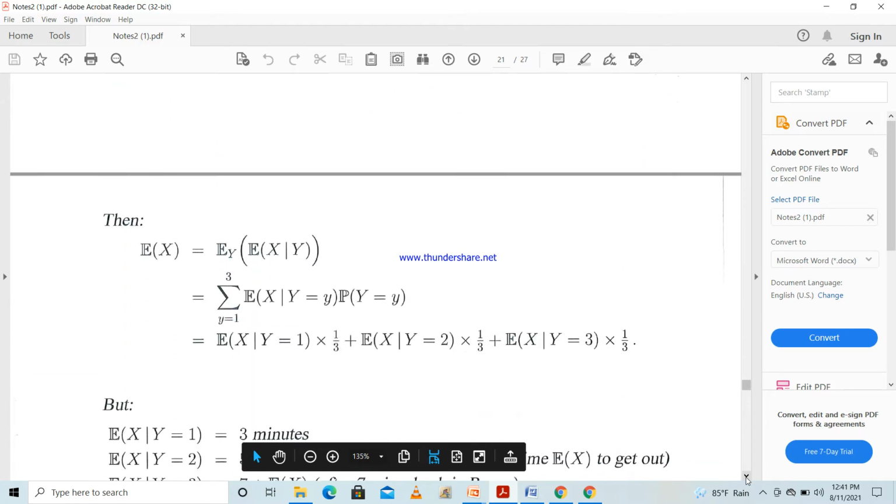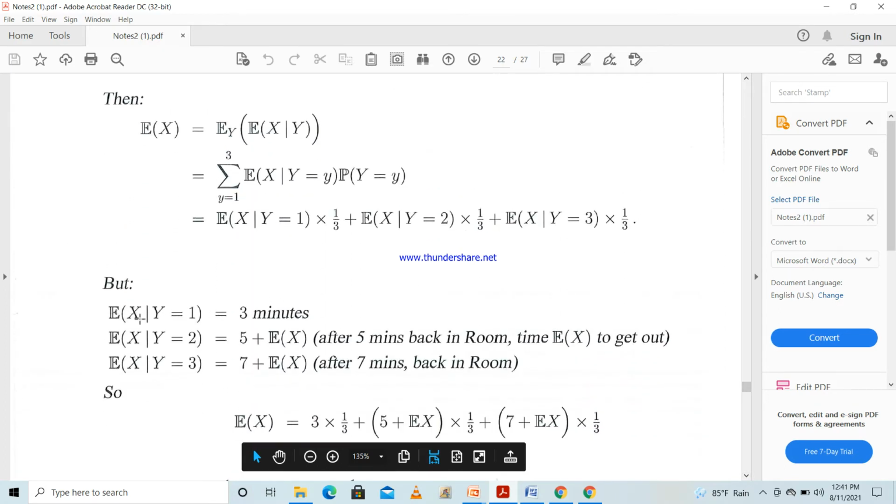So if you substitute that, you can see the expected value of X given Y equal to 1 is 3 minutes. The expected value of X given Y equal to 2 is 5 plus the expected value of X, because he is coming to the same point after 5 minutes. Likewise, if you take the third path, you have to spend 7 minutes, but you come back to the same point. So that is 7 plus the expected value of X. So now we have the values for this expectation.